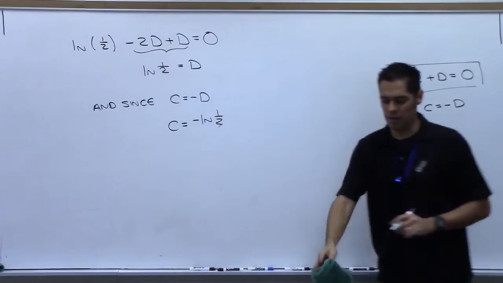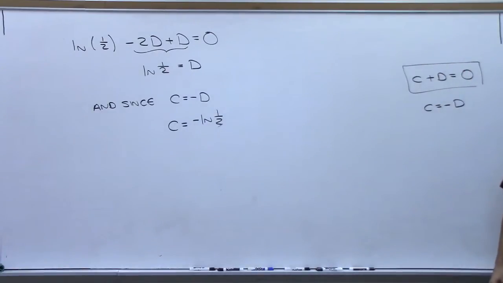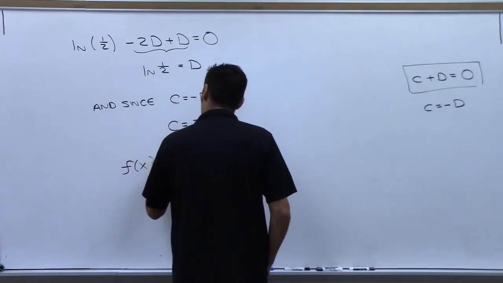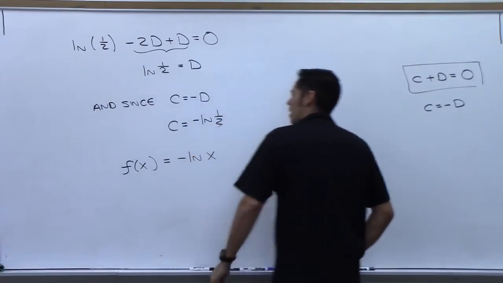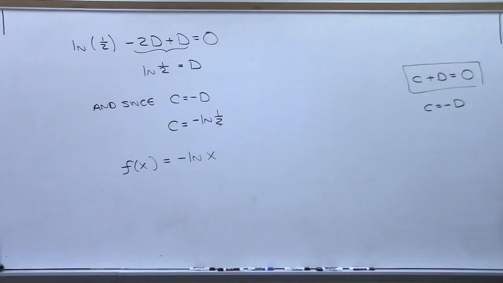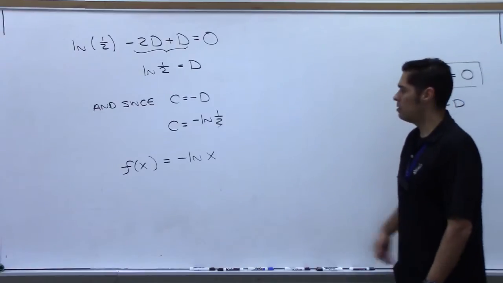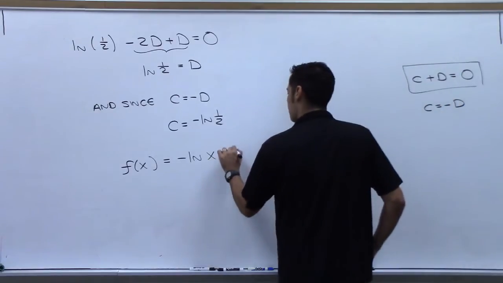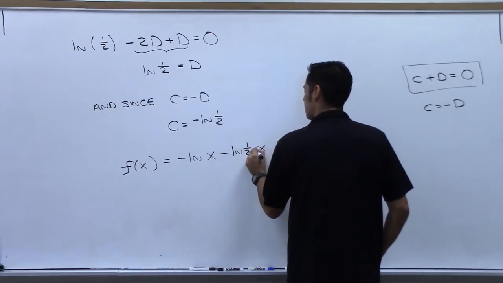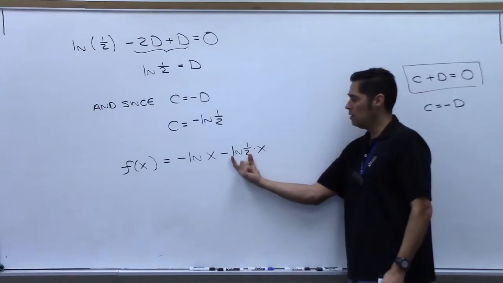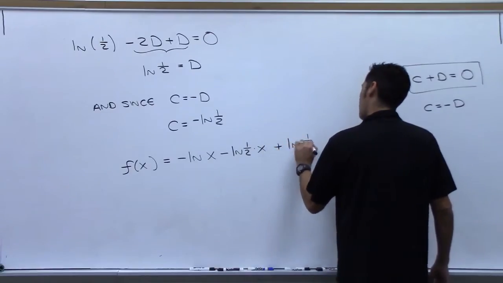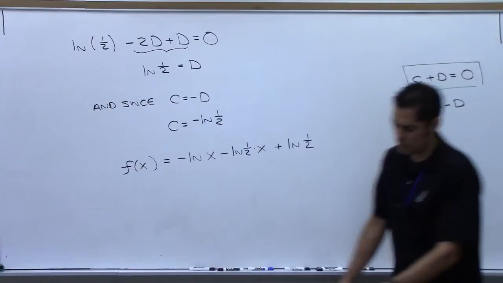Now, I haven't answered the question yet. The question was, what's f? So here's the function f. f of x is negative natural log of x, and then what was it? Plus cx. So what's c? Negative natural log of a half. So I'm going to put negative natural log of a half times x. Natural log of a half, that's a number, right? In front of x, so that's cx, and then plus d, right? That's the function.